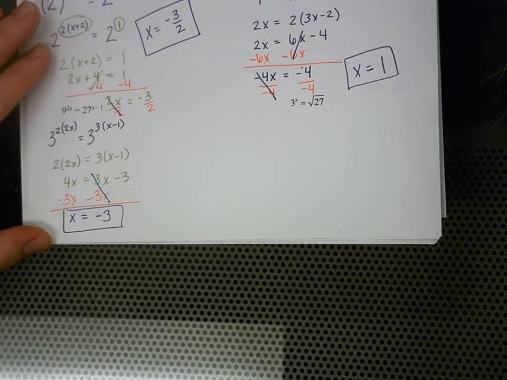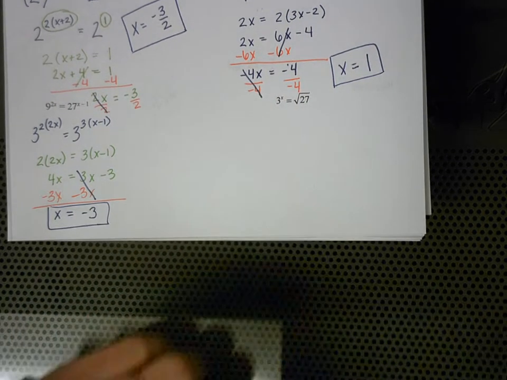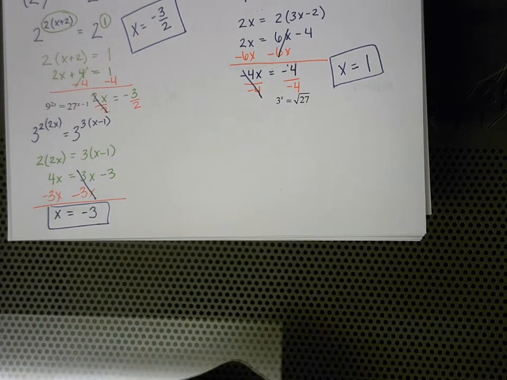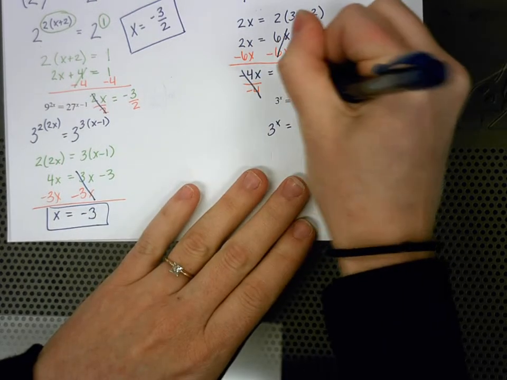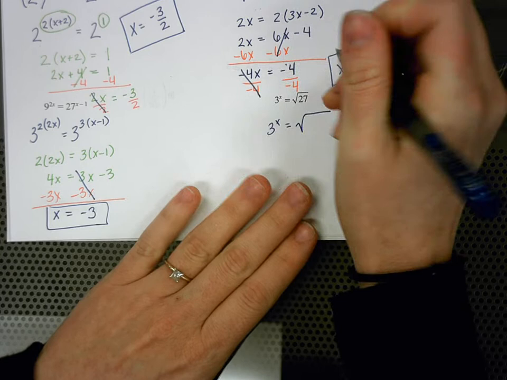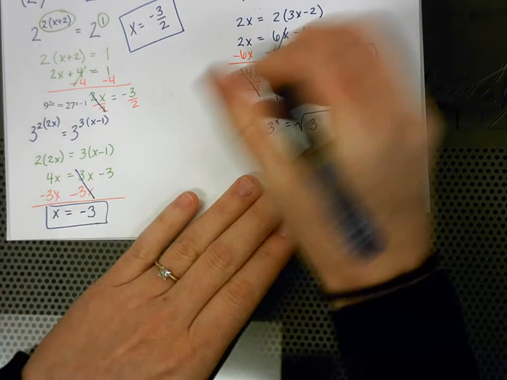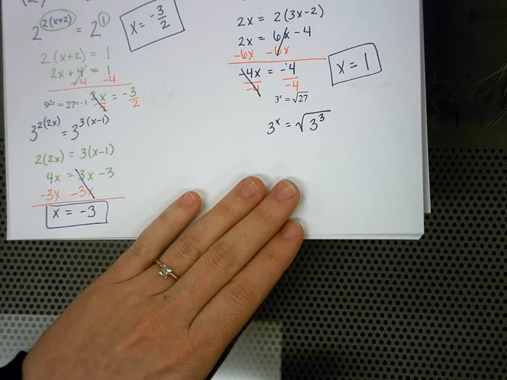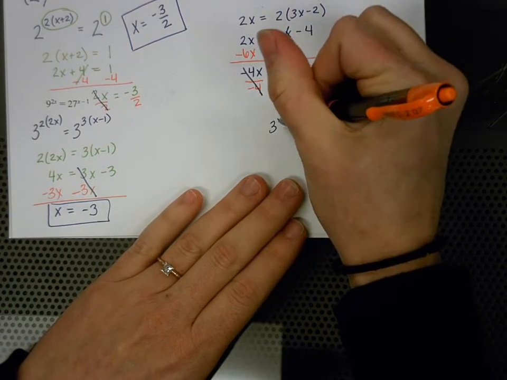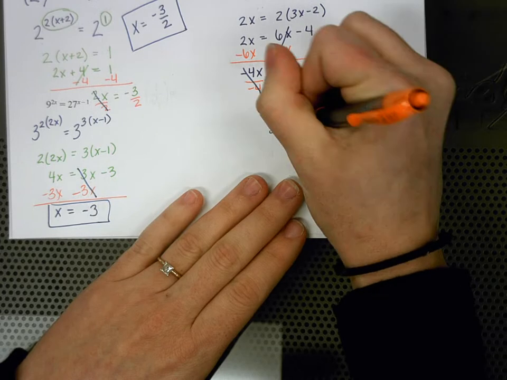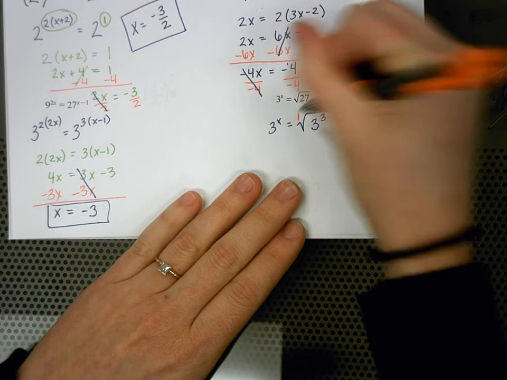All right, moving to the right. We want to rewrite these exponents with the same base. So let's start by writing the 27 with a base of 3. 27 is 3 to the third power. But I don't want to set these exponents equal to each other because one of these is in a square root and one's not. So let's rewrite them both in exponential form.